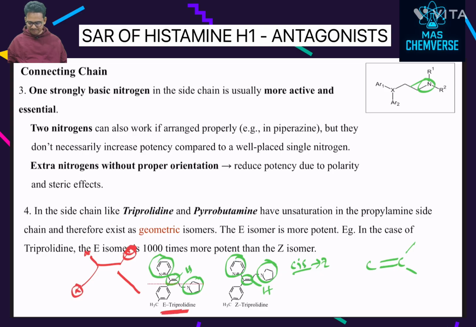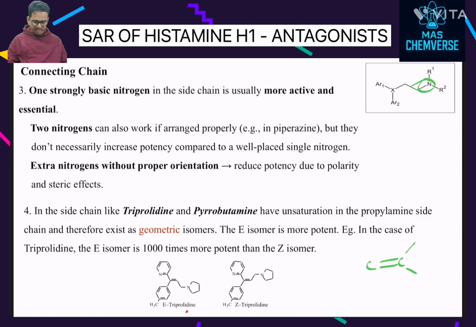Opposite side means it produces the E isomer. In this case, you have to remember one thing: the E isomer means the groups are opposite to each other across the doubly bonded carbon. Then the E isomers are 1000 times more active than the Z isomer. See how stereochemistry plays a vital role. That is called geometrical isomerism.